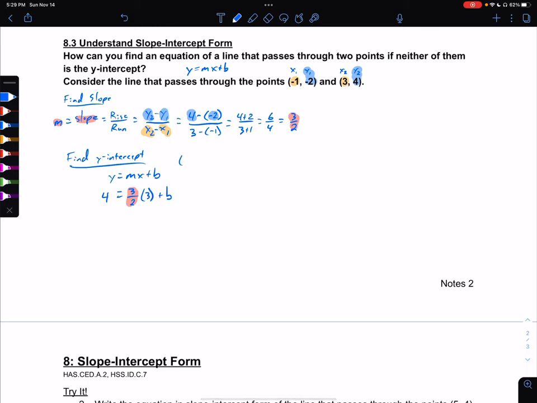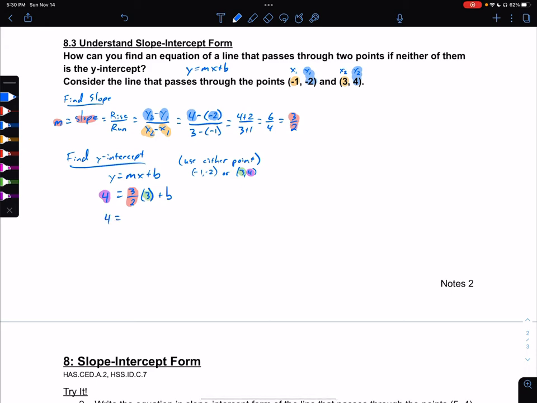So I can use either point, negative 1, negative 2, or 3, 4. Again, I'm choosing to use 3, 4. Now I have an equation that only has one unknown variable. So here I can solve.